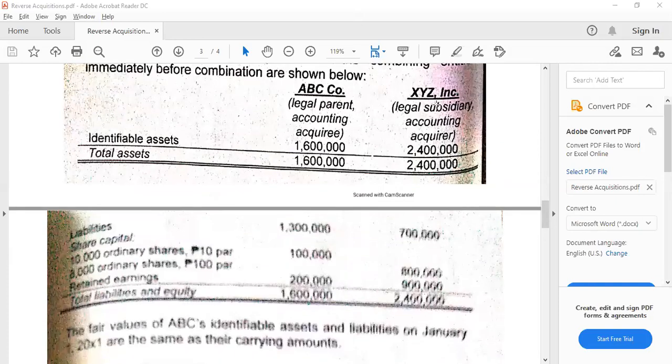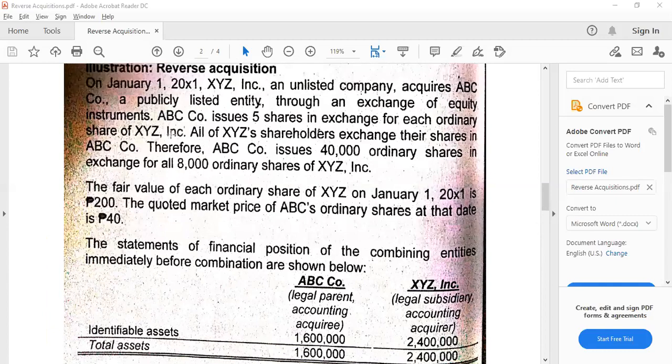Remember that XYZ has 8,000 shares. XYZ is the accounting acquirer or legal subsidiary. And then ABC, that is the publicly listed company, the accounting acquiree or the legal parent, issued shares. So we would be seeing here somehow a disparity, or let's just say something that is not aligned. Why do I say so? Remember, XYZ, the unlisted company, would acquire ABC. Isn't it that the acquirer, XYZ Incorporated, would have issued the shares, not the opposite?